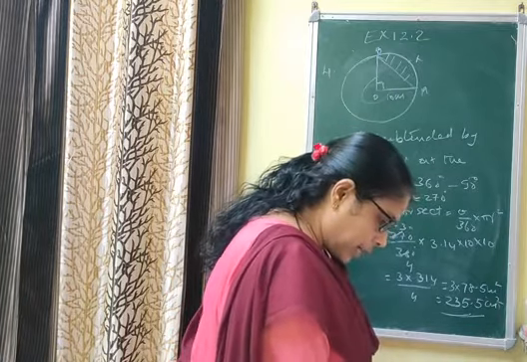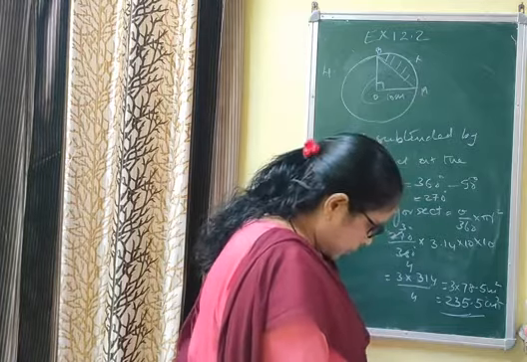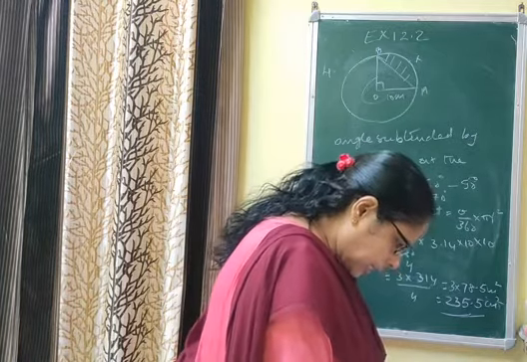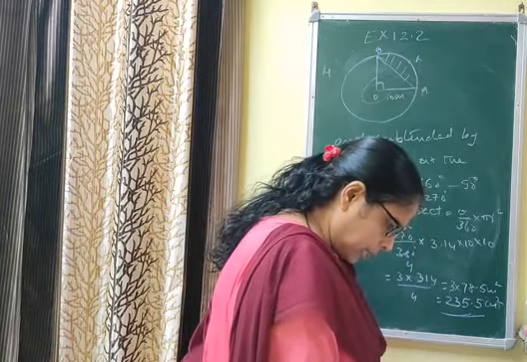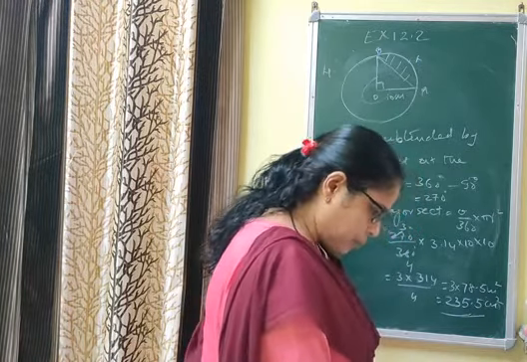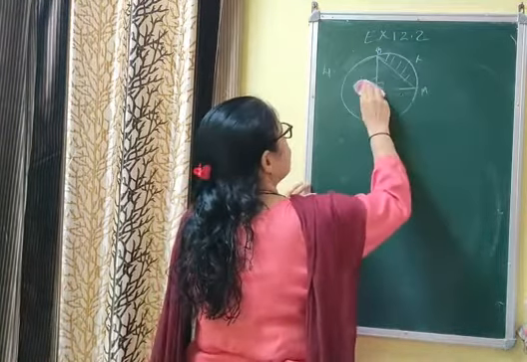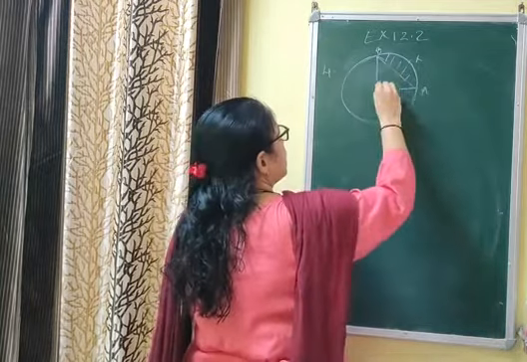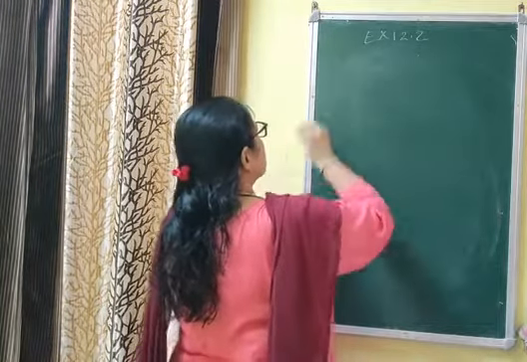In a circle of radius 21 centimeter, an arc subtends an angle of 60 degree at the center. Find the length of the arc, area of the sector formed by the arc, and area of the segment formed by the arc. In this question, you are given that there is a circle of radius 21 centimeter. Let me do in this one itself. आपको एक सर्कल दे रखा है.